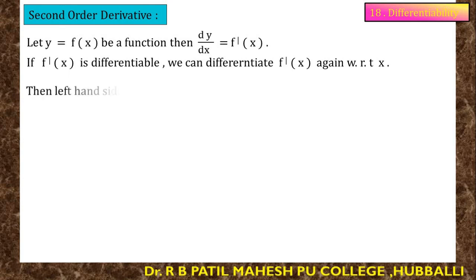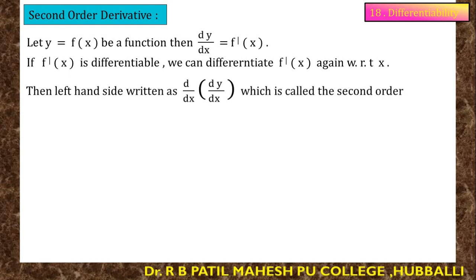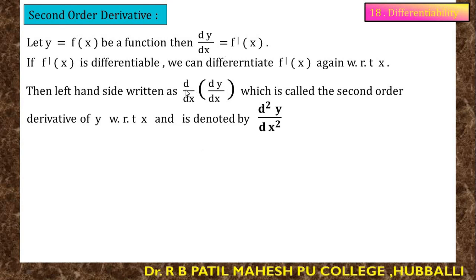Then the left side is written as d by dx of dy by dx. So here we have dy by dx. We differentiate again, which means we write d by dx of dy by dx, which is called the second order derivative of y function with respect to x, and it is written as d square y by dx square.